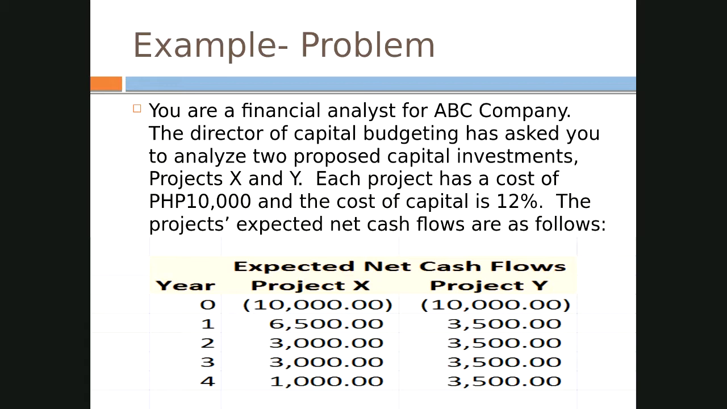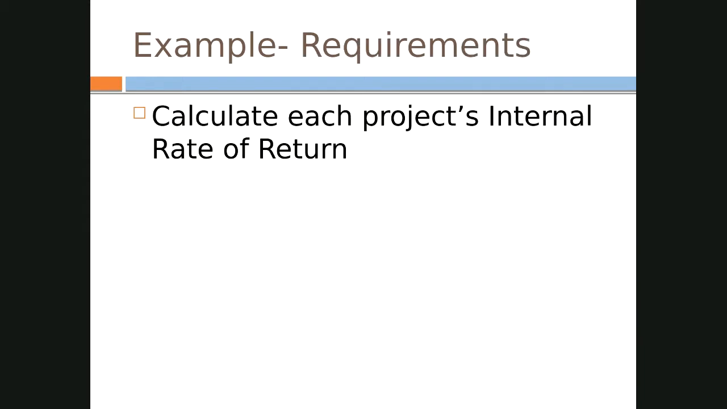But this time, this 12% is not relevant anymore kasi relevant siya pagdating sa evaluation. Pero in terms of computation of the IRR, hindi na natin gagamitin yung 12%. Kasi nga, di ba sabi ko kanina, trial and error tayo. The project's expected net cash flows are as follows. Cash flow lang dapat yan. So, same naman ito. Totally same lang yan. So, ang tinatanong sa atin is calculate each project's internal rate of return.